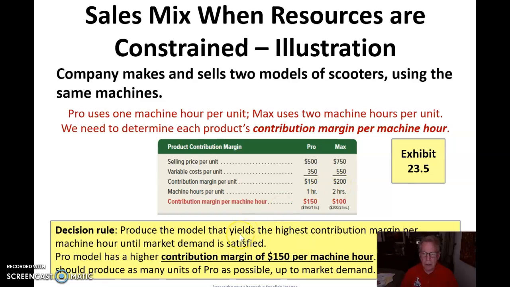So the decision rule then is to produce the model that yields the highest contribution margin per machine hour until market demand is satisfied. So Pro model has a higher contribution margin. The company should produce as many units of Pro as possible up to the market demand.